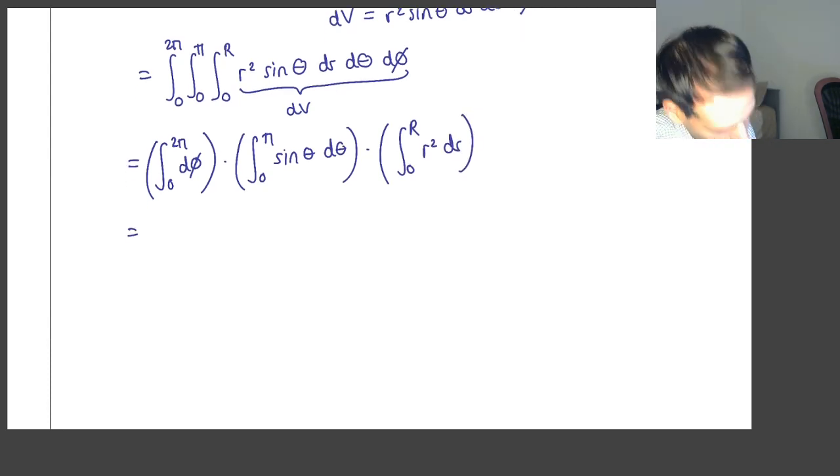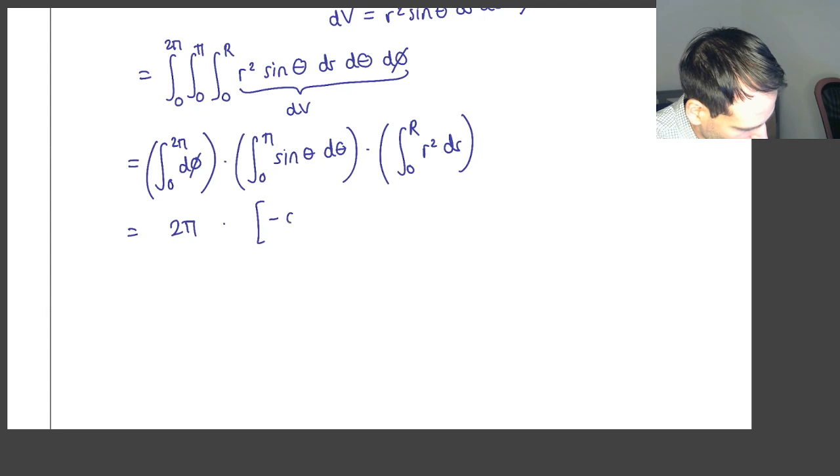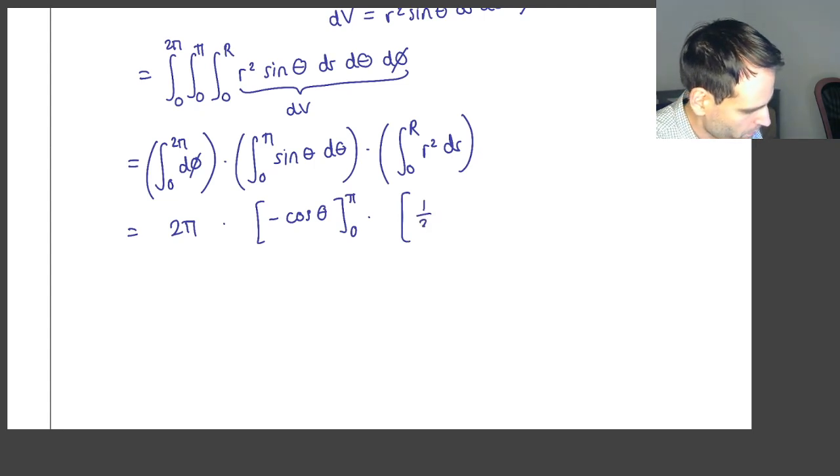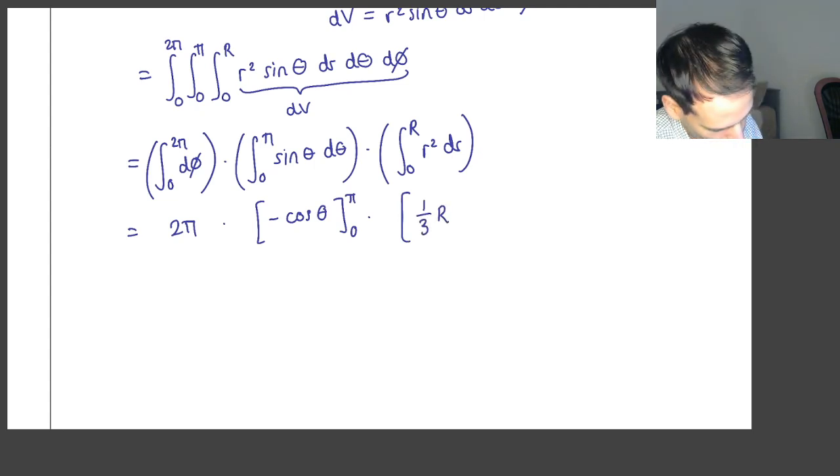Okay, so the first integral is 2 pi. The second integral is minus cosine of theta evaluated between 0 and pi. And the third integral is 1/3 r cubed evaluated between 0 and R.